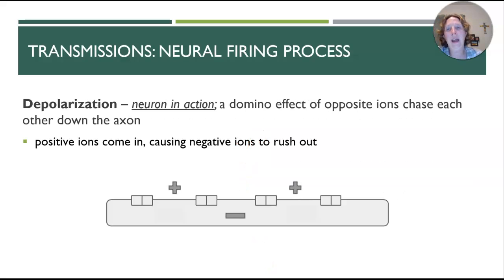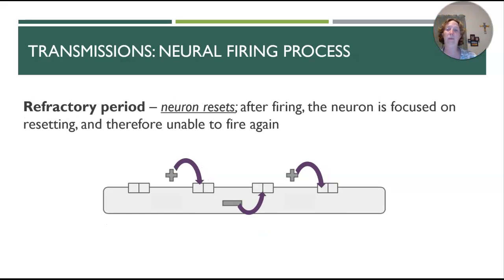We also call action potential depolarization. This is just another word for the neuron being active. A domino effect of opposite ions seem to chase one another down the axon, and it's semi-permeable, so these ions come in and out of the axon like gates, up and down, and they chase each other, and that's what's creating the action. Positive ions are coming in, causing the negative ions to rush out because they do not mix well at all.